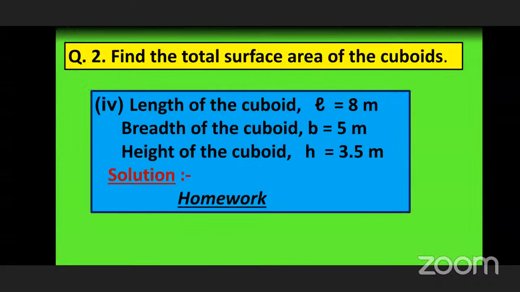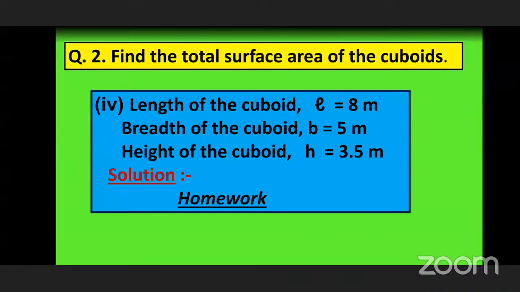Now this is the fourth sum, which is your homework. Take the screenshot of this or mark it in your textbook. This you have to solve in your notebook. Have you noted down? Take a shot. Okay, good.